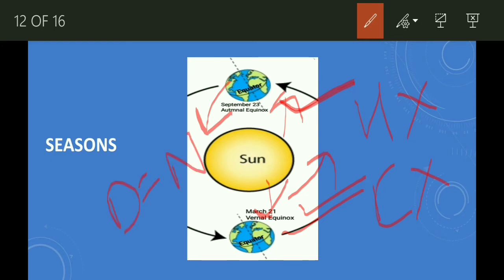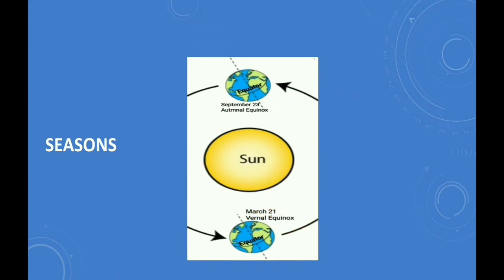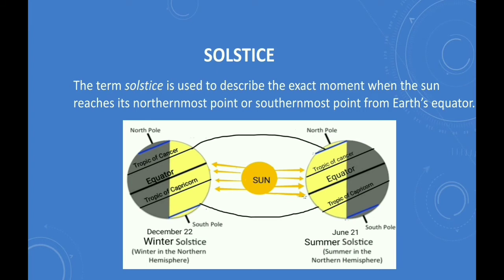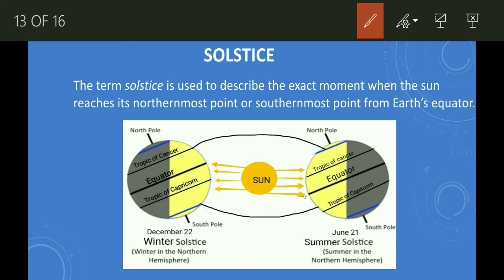Okay, children? Now we have solstice. What is solstice? Well, solstice is a moment when the sun reaches the northernmost point and the southernmost point of the earth. Children, solstice happens twice in a year. One is on 21st June, which is known as summer solstice, and one is on 22nd December, which is known as winter solstice. Now let's discuss them in detail.